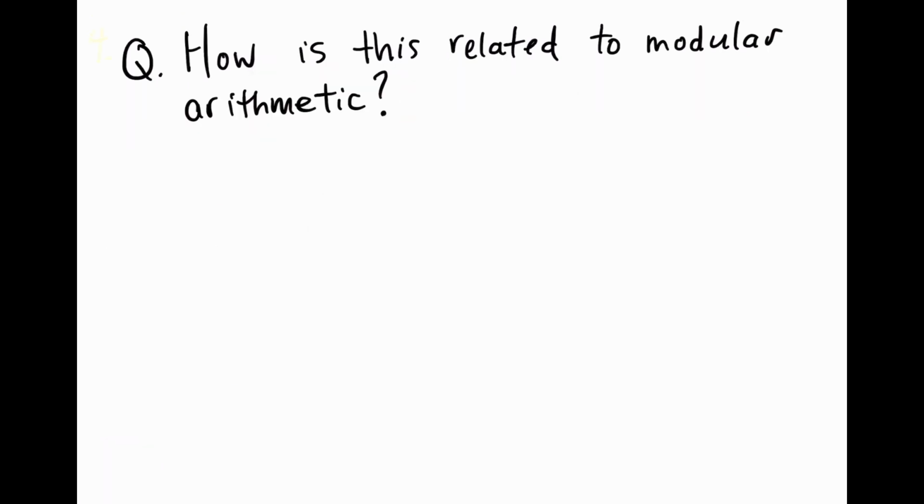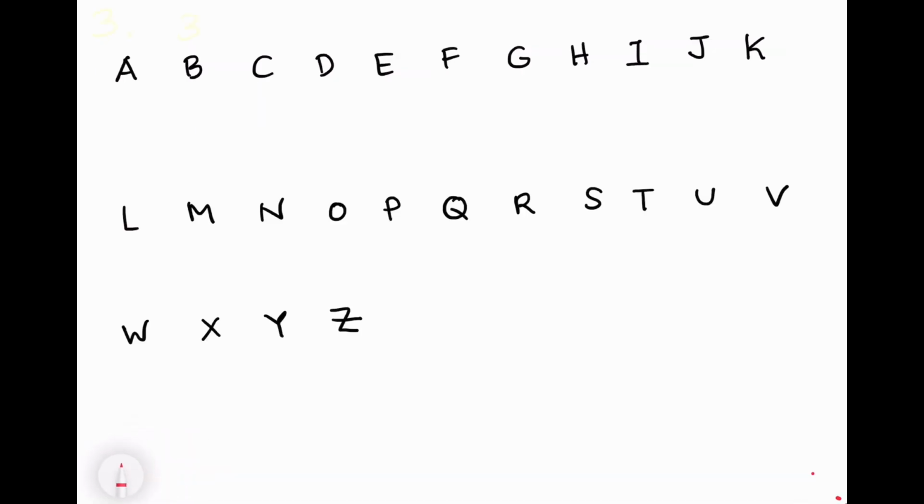You're probably wondering, how is this related to modular arithmetic? In order to understand the relationship to modular arithmetic, we're going to assign a number to each of the letters. So 1, 2, 3, D is 4, 5, 6.